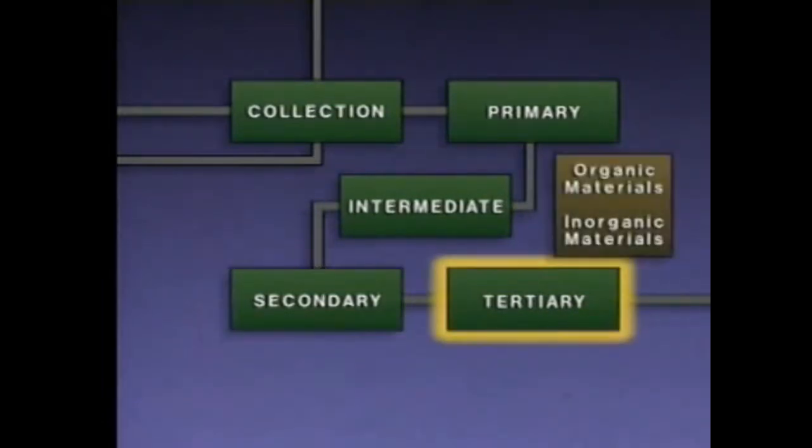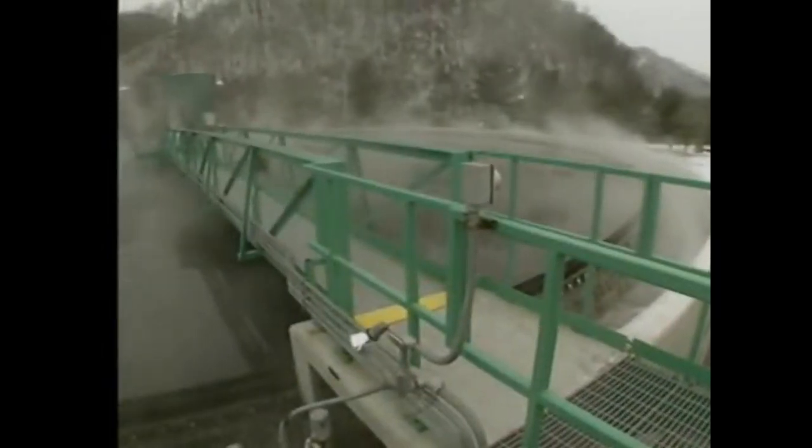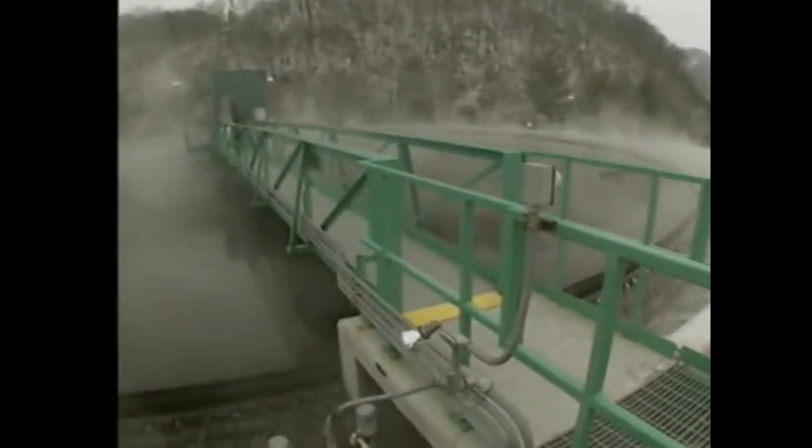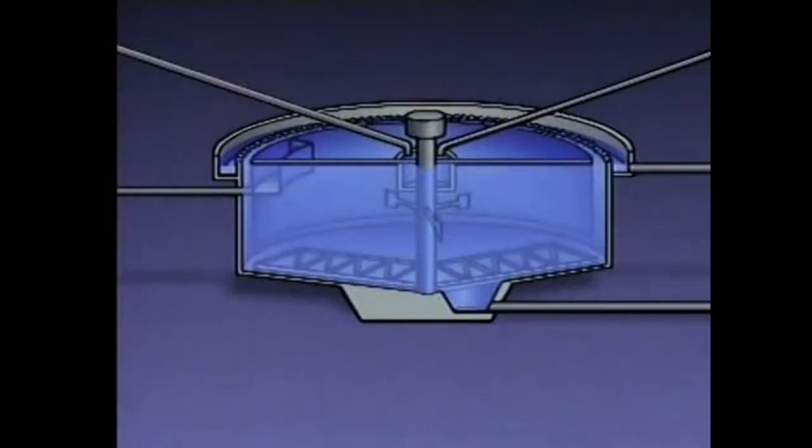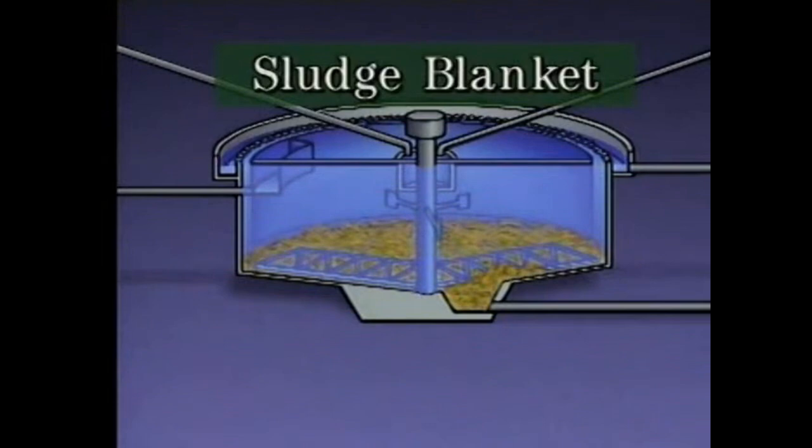The final stage is called tertiary treatment or advanced treatment. In this stage, any remaining organic and inorganic impurities are removed before the water is discharged or returned to the plant for reuse. The primary, intermediate, and secondary stages all contain devices called clarifiers. Clarifiers remove suspended solids from the wastewater. This wastewater treatment system also treats sludge, which settles to the bottom of the water in the clarifiers. The sludge in the bottom of a clarifier is often referred to as a sludge blanket.